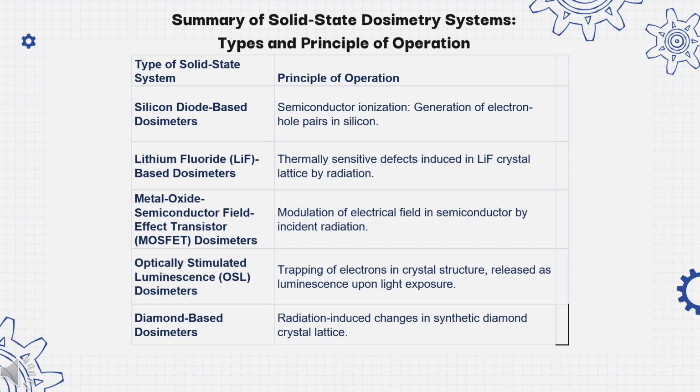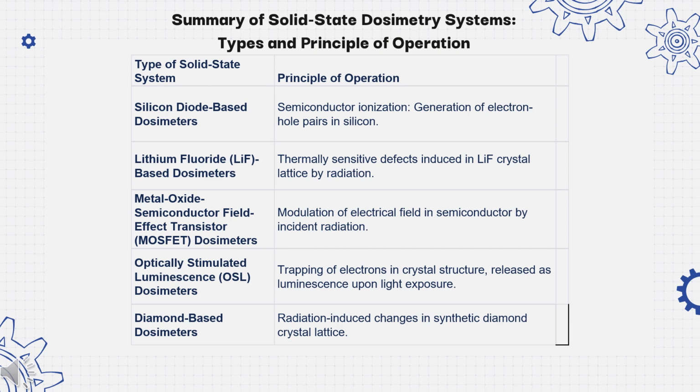The principle of operation of this type is the trapping of electrons in the crystal structure, released as luminescence upon light exposure. The last one, diamond. The principle of operation of diamond radiation dosimeters involves changes in the diamond crystal lattice.